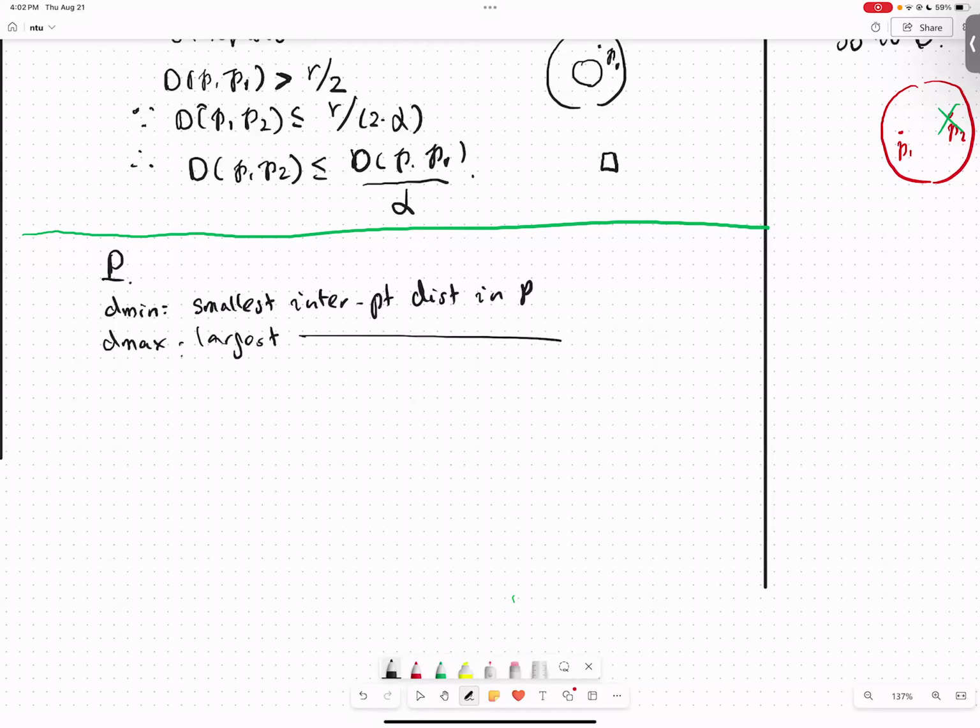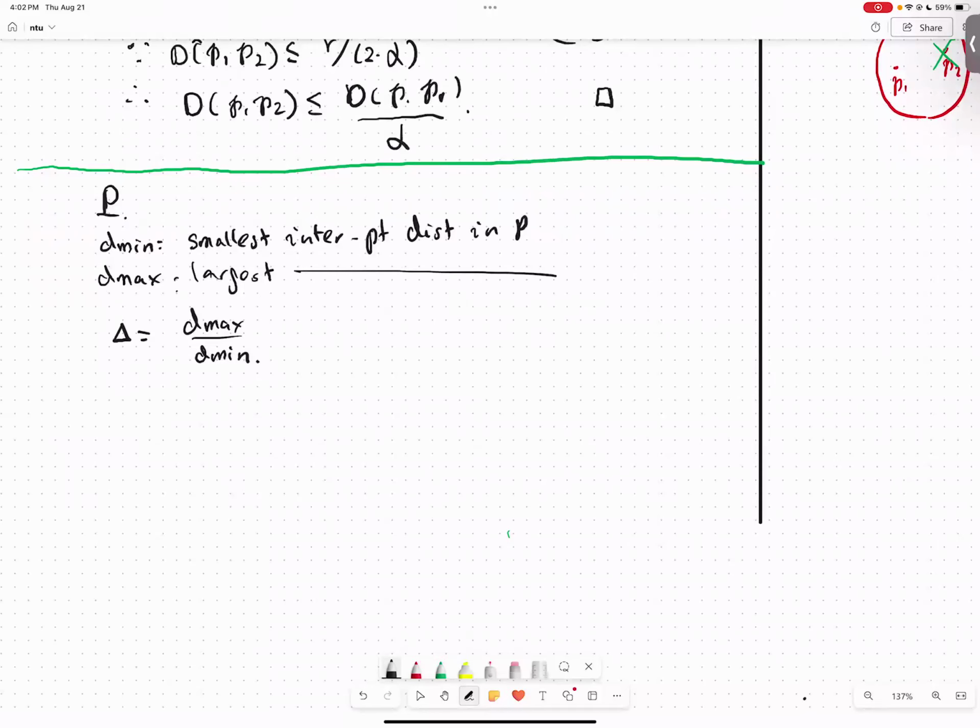interpoint distance in P. Okay, so this is essentially the diameter, by the way, of the data set. So what's the largest point distance? Now this delta is defined as D max over D min. Okay, D max over D min. So this is the aspect ratio. Now let me show you how to choose this value of R, this donut.